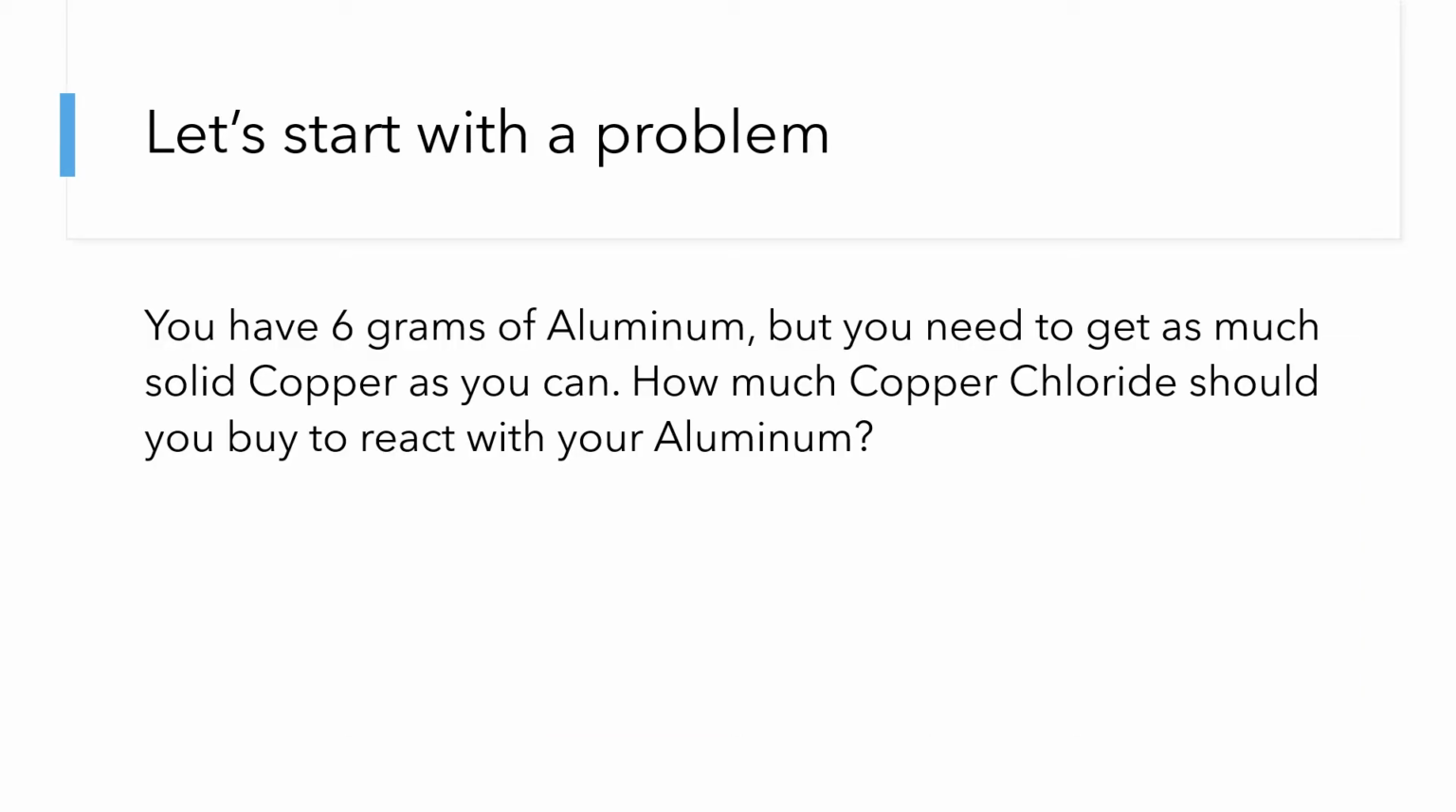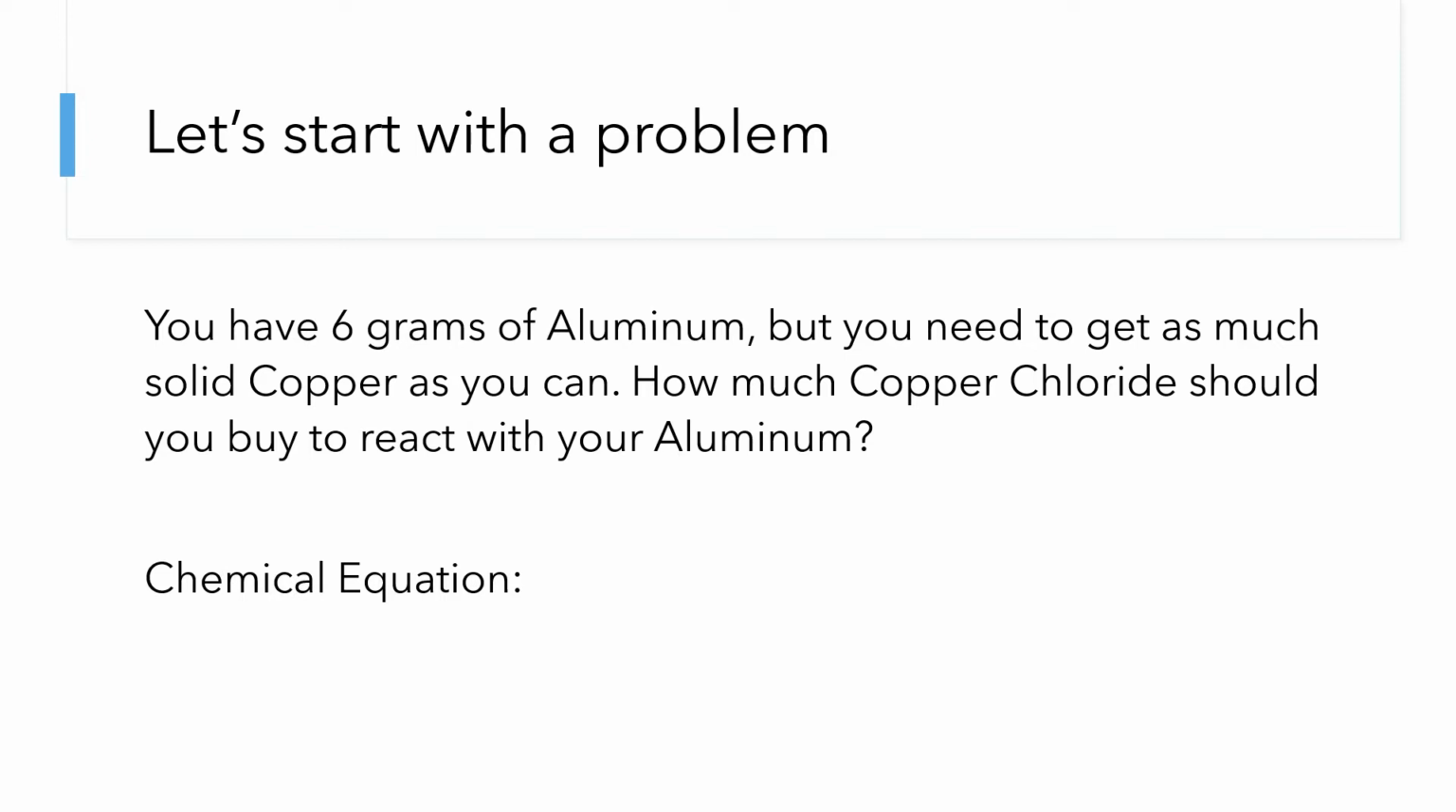Let's say you're a chemist that has been tasked with isolating some solid copper from a solution of copper chloride. Since you are so knowledgeable about single replacement reactions and the reactivity series of metals from last unit, you know that placing aluminum foil into copper chloride solution will result in the formation of solid copper. Unfortunately, you only have 6 grams of aluminum. How much copper could you isolate from your copper chloride solution, and how much solution should you use?